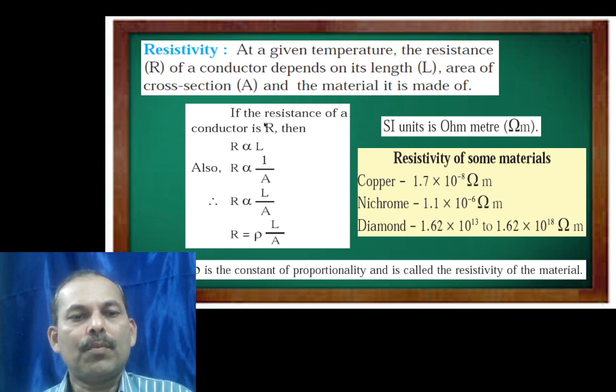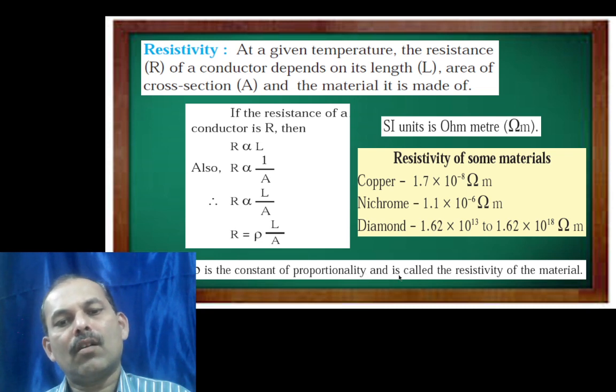If the resistance of a conductor is R, then R is directly proportional to L. Resistance is directly proportional to the length of the conductor. Also, resistance is inversely proportional to the area of cross section. That's why R is proportional to L upon A. And here the constant of proportionality is called the resistivity of the material.